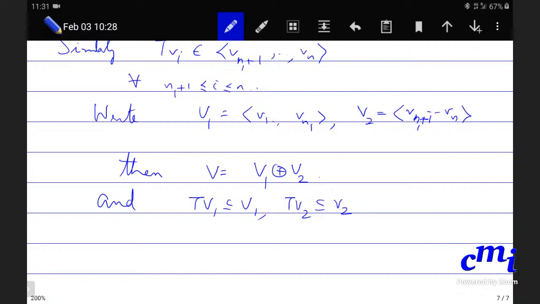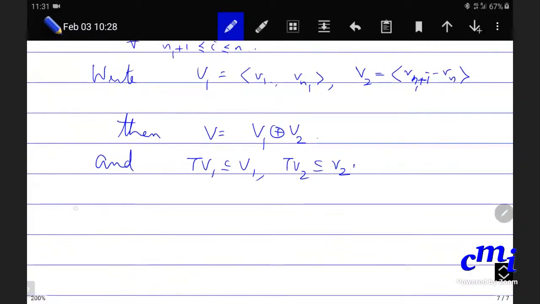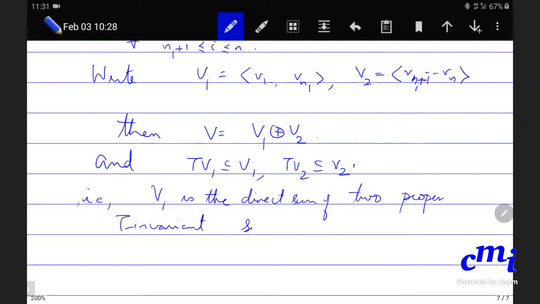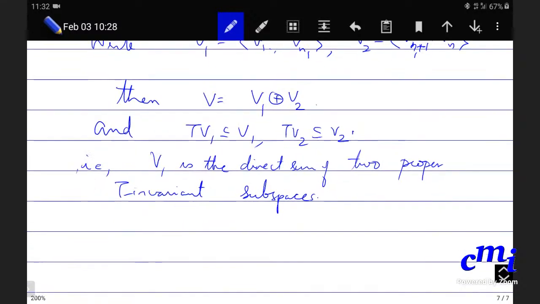So that's what we need to do, and that will explain what I'm going to do now. Let me write this down. V is the direct sum of two proper T invariant subspaces. And conversely, if V is the direct sum of two T invariant subspaces, then T can be written in block diagonal form. Write the matrix of T with respect to each one of those, and then put them together. Conversely.